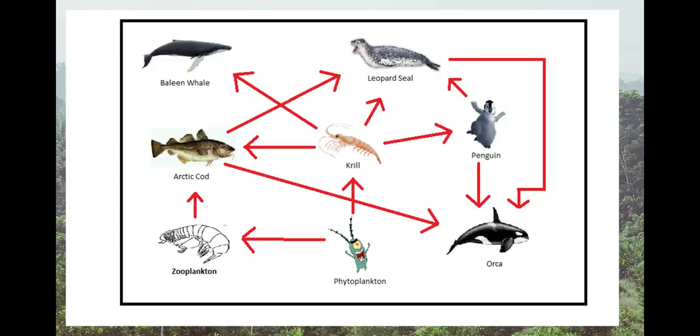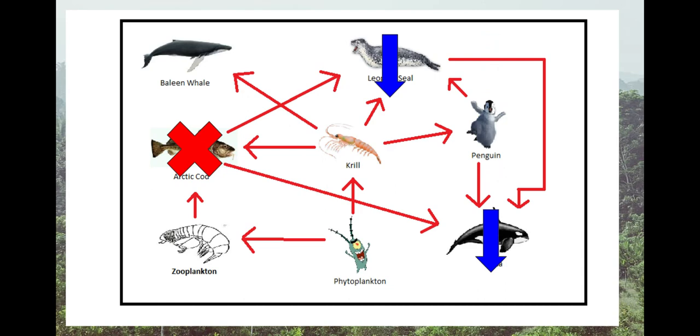In this ocean food web, what would happen if fishing goes unregulated and the Arctic cod disappeared? What would happen to the leopard seal and orca population? Since they lost their primary food source, their populations would decrease.